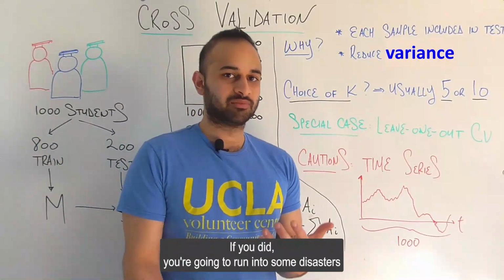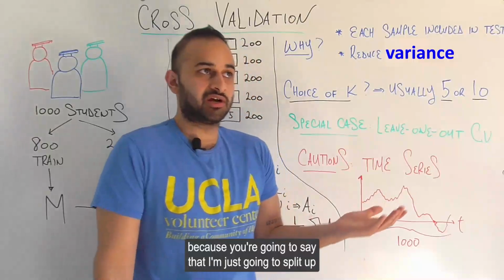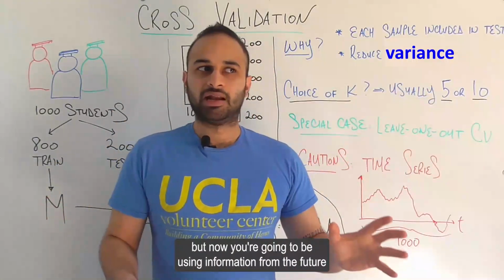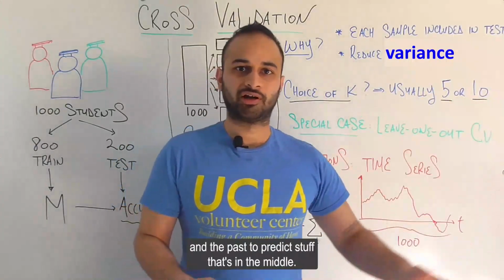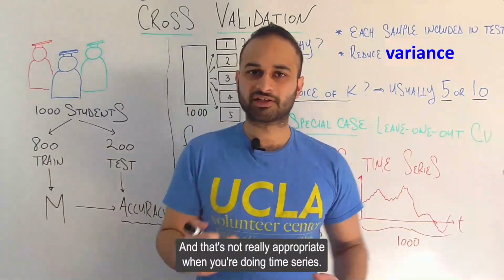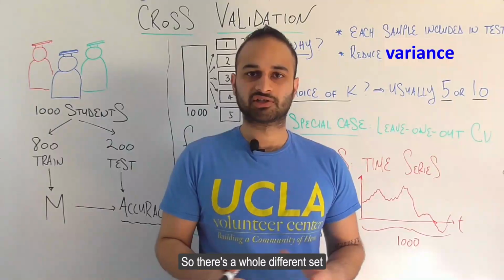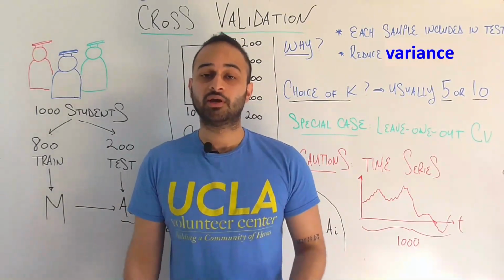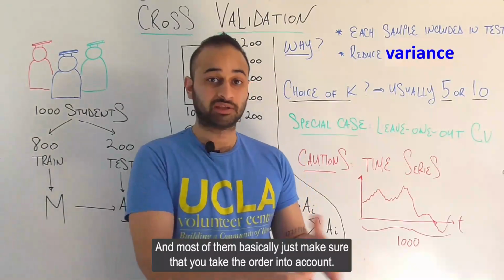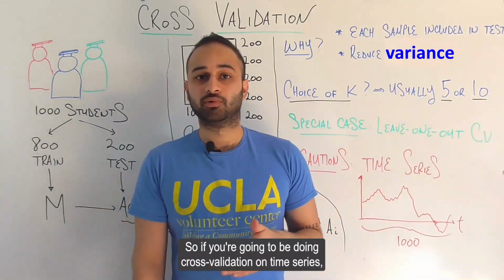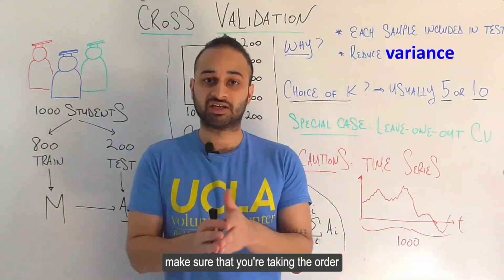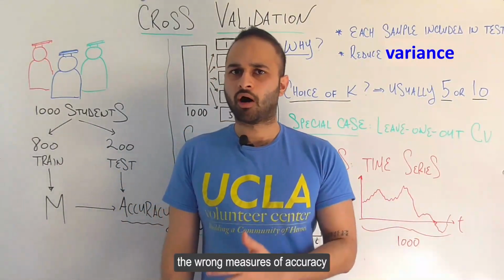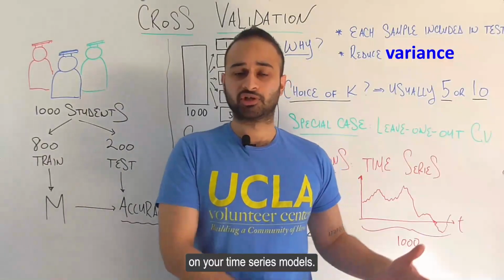If you did, you're going to run into some disasters because you're going to say that I'm just going to split up my set of 1,000 samples randomly into 5 sets, but now you're going to be using information from the future and the past to predict stuff that's in the middle, and that's not really appropriate when you're doing time series. So there's a whole different set of cross-validation techniques that you apply to time series, and most of them basically just make sure that you take the order into account. So if you're going to be doing cross-validation on time series, make sure that you're taking the order of these samples into account so that you're not getting the wrong measures of accuracy on your time series models.